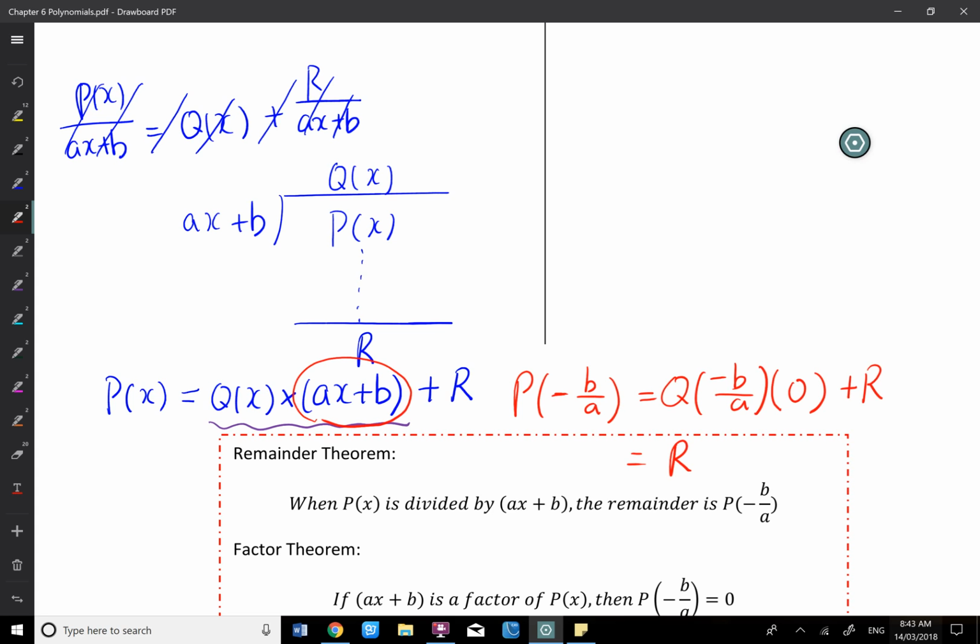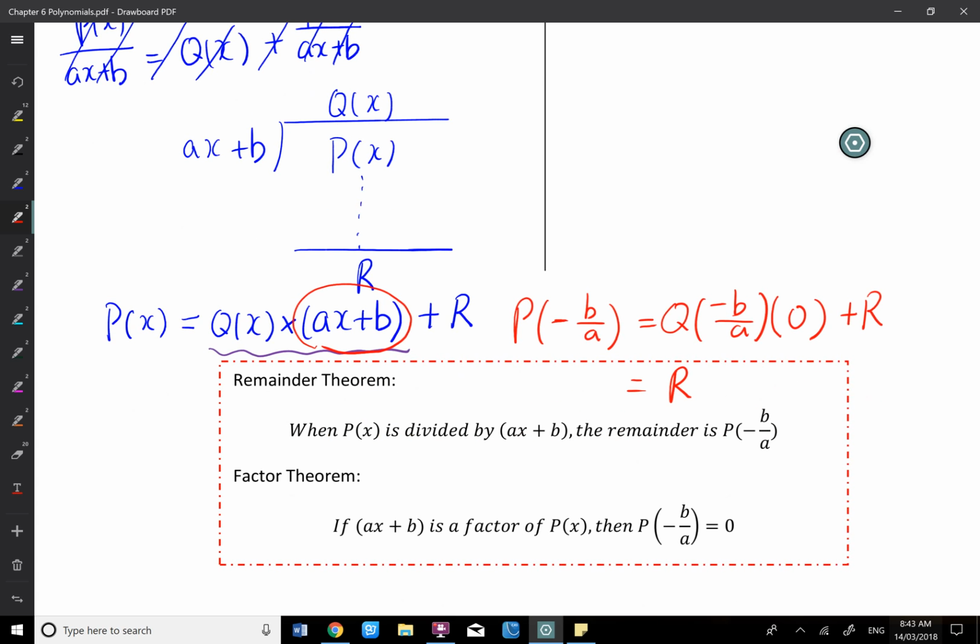If you can make what you're trying to divide become 0, that x, when you sub that into the p(x) equation, shows you when you sub minus b over a into the p, you will just get the remainder r there. Yes, that's the remainder theorem. That's why we have the remainder theorem there.